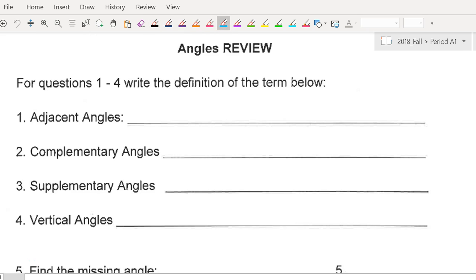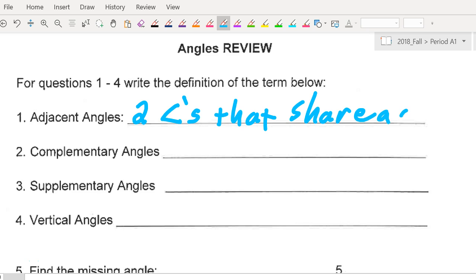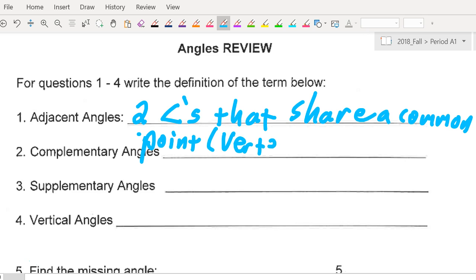Adjacent angles. Who wants to say it? You already did. Go ahead. Two angles that have a common point and a common side. Okay, I'm going to abbreviate with the angle sign. That's the angle sign. Two angles that share a common point, which is also called the vertex, and a common side. They're like right next to each other, right?